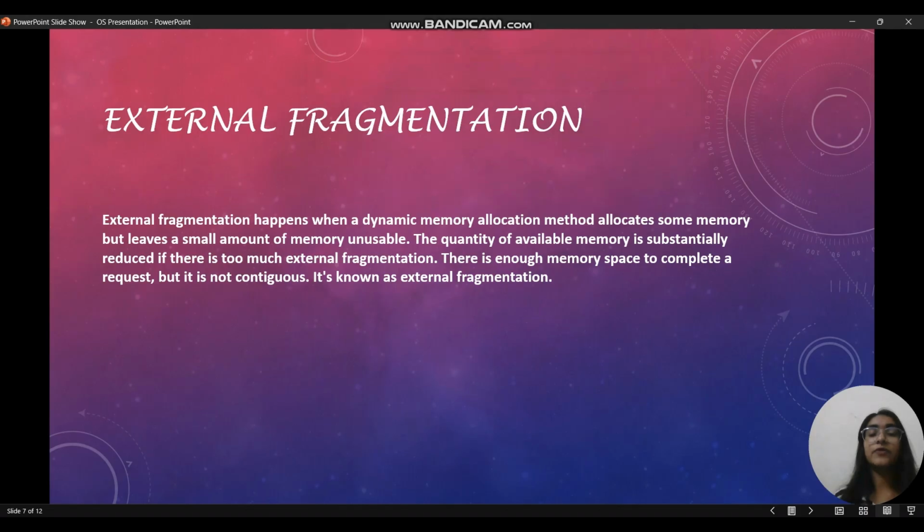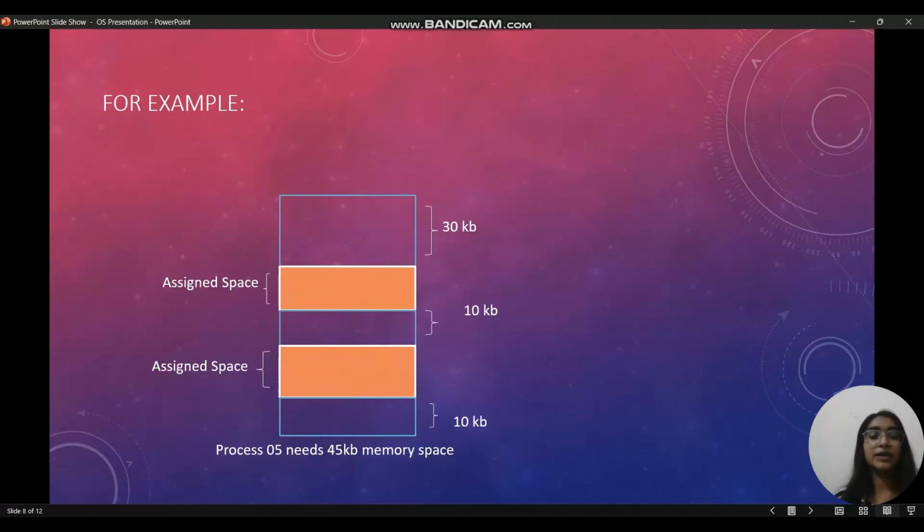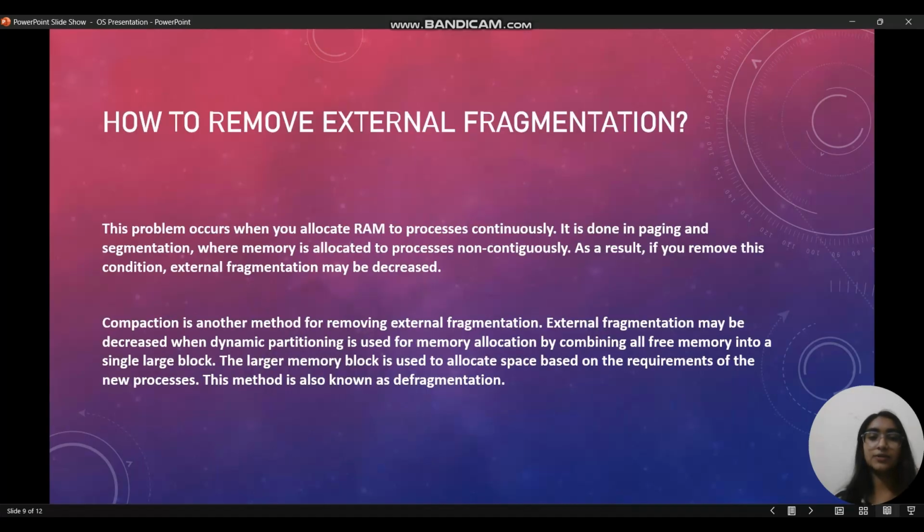Let's see second type of fragmentation, which is external fragmentation. It happens when a dynamic memory allocation method allocates some memory but leaves a small amount of memory unusable. The quantity of available memory is substantially reduced if there is too much external fragmentation. There is enough memory space to complete a request, but it is not contiguous. It's known as external fragmentation. Here is the example. Process needs 45 KB memory space.